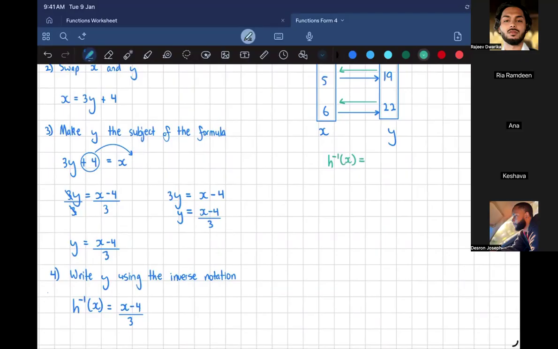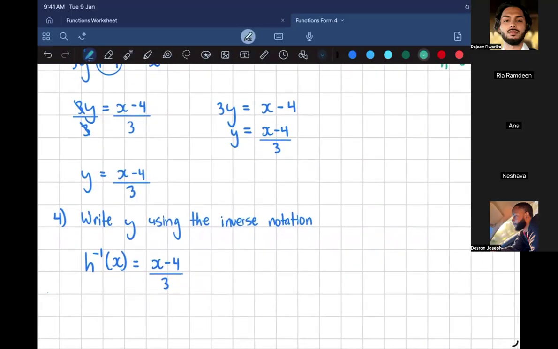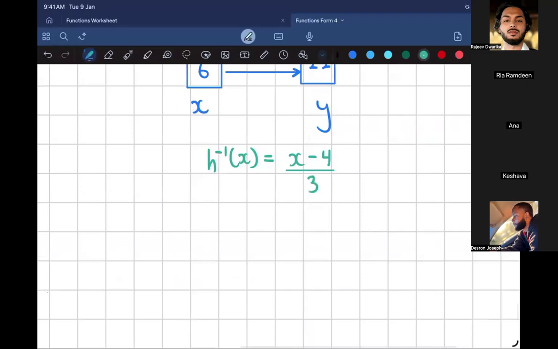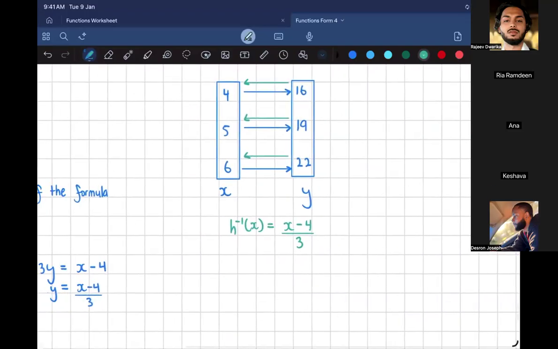Anna, what was the inverse function? x take away 4, minus 4 over 3. So, Anna, let me test it. If I put 16 into that function, what's supposed to come out? 16 take away 4 is 4.